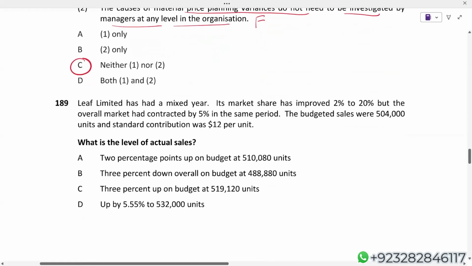Okay. Student, please now attempt question 189. You have got around 3 minutes. Kindly utilize this time properly.